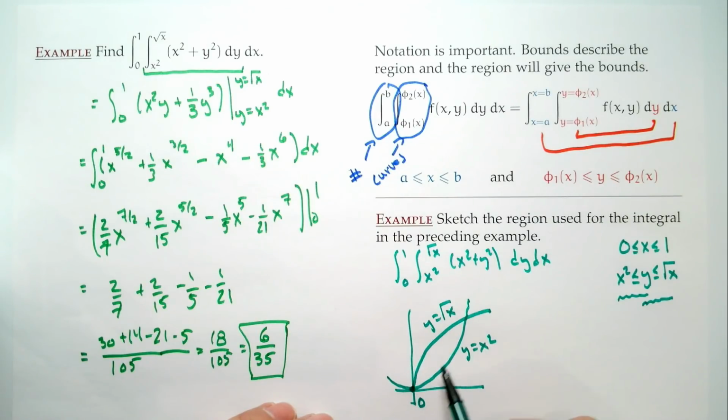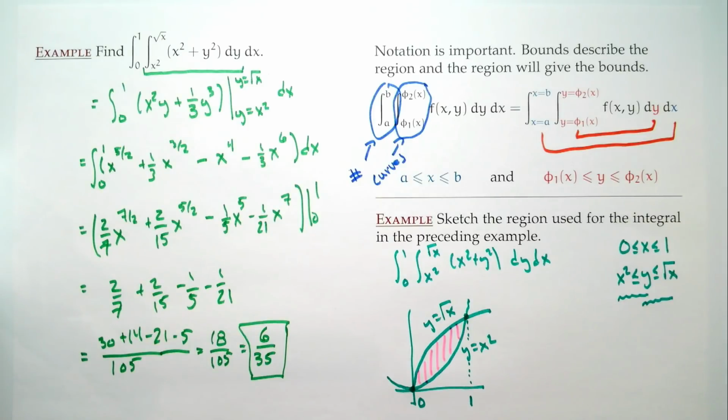Well, it turns out y equals x squared and y equals square root of x have a point in common. And that point in common happens to be 1. Because if you take 1 and square it, or if you take 1 and take the square root, you're still going to get the same value. So if we let x go from 0 to 1, and y go from x squared to square root of x, our region is this part right here. So that's our region that we're integrating over.